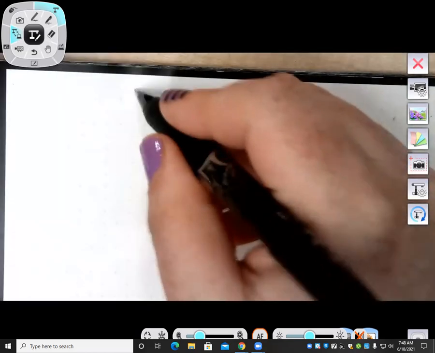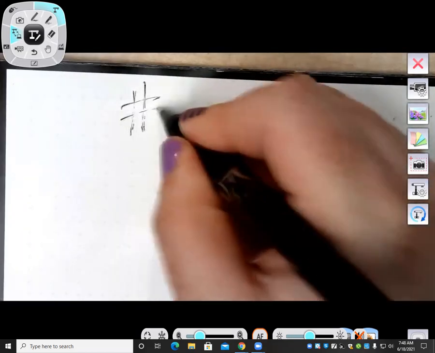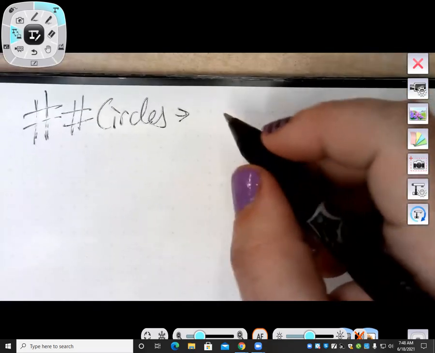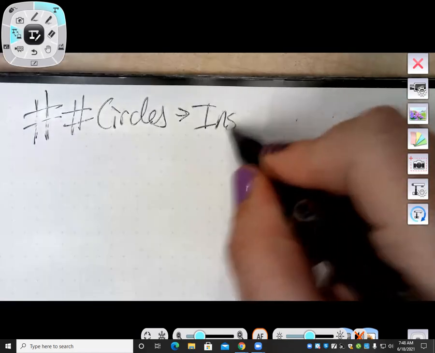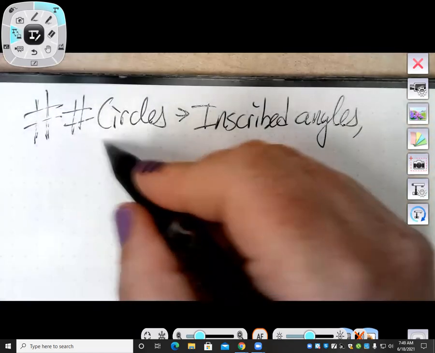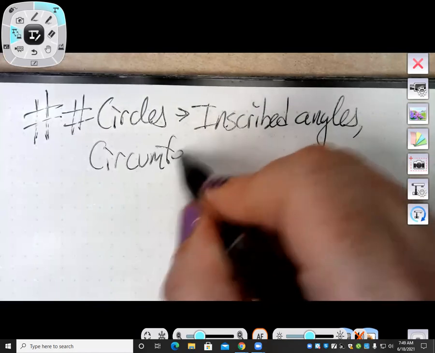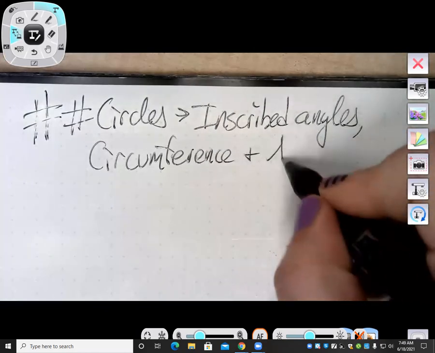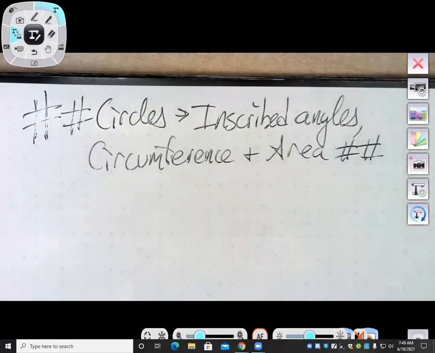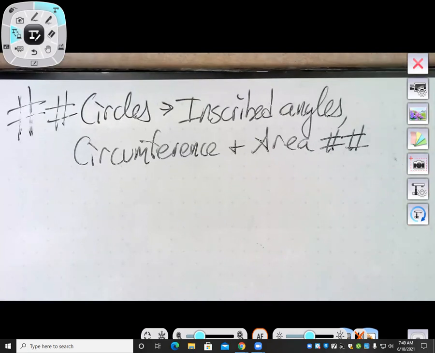Okay, for our very, very, very last lesson of the whole year, we are still talking about circles. And specifically, we are talking about inscribed angles. And then circumference and area. So those are our last three topics here. And then we're home free, which makes me sad because there's so much more geometry, but this is all we have time for.